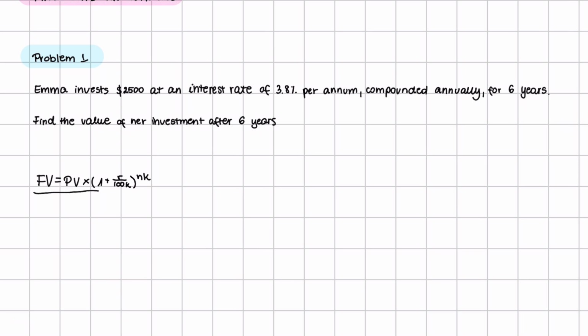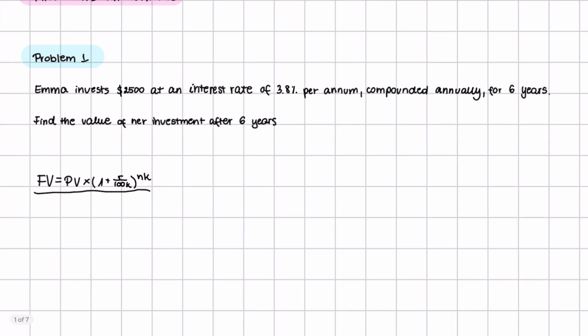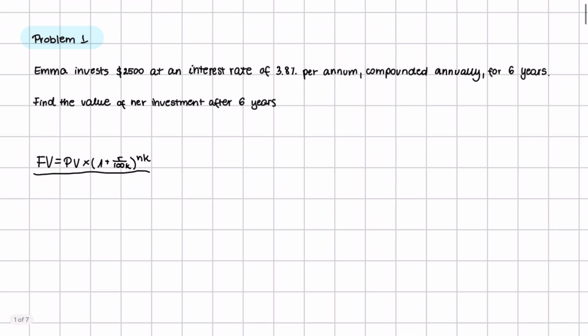This is it, and don't worry, you have it in your booklet, so you don't need to remember it. And we can also find the value of her investment on our compound interest in GDC. But if we don't have PMT, so monthly deposits or repayments, we can simply use this formula.